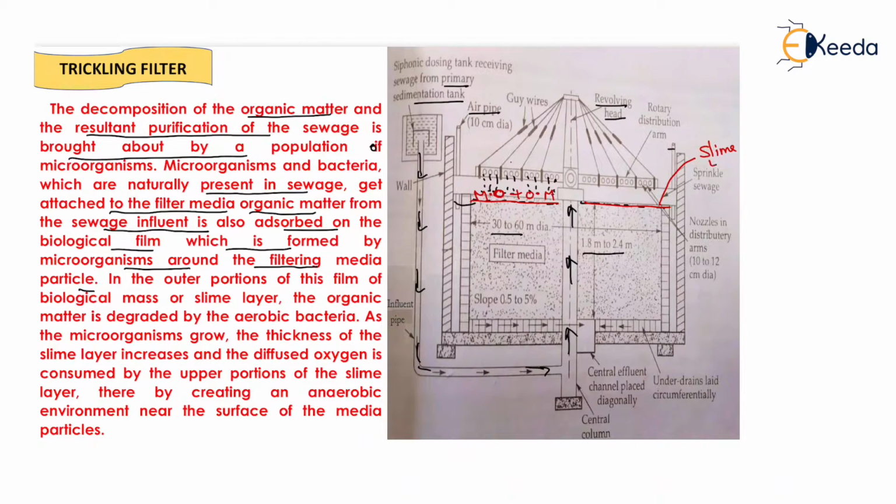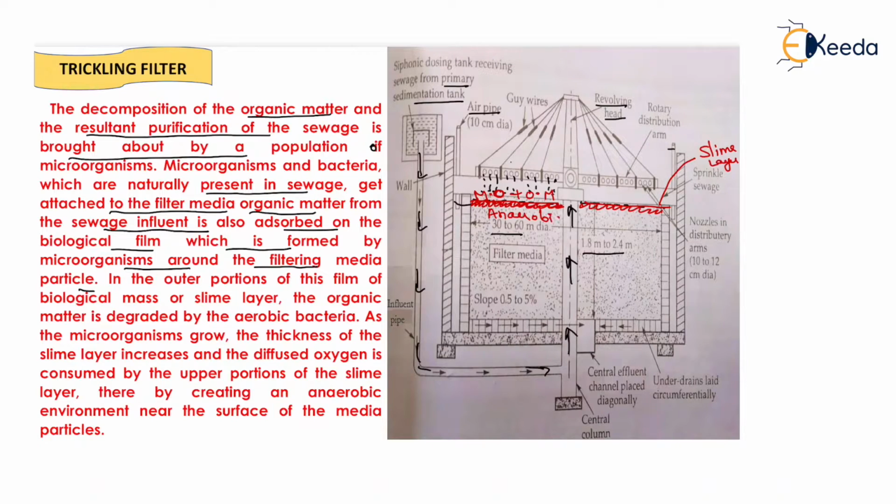Clear? Now due to continuous coming of sewage water over the sand filter, the layer thickness will go on increasing like this, and when there is sufficient thickness of the slime layer over the sand filter, what will happen? All the air will be consumed by the top microorganisms for the decomposition of the organic matter. It means that the supplied oxygen is totally consumed by the top microorganisms, and at the bottom of the slime layer there will be an anaerobic environment.